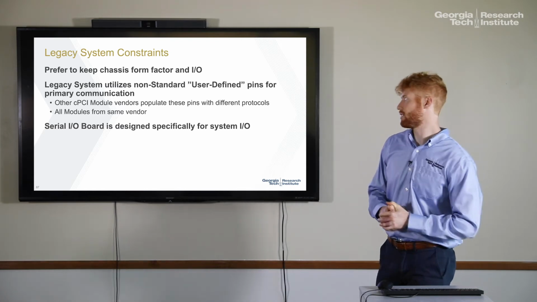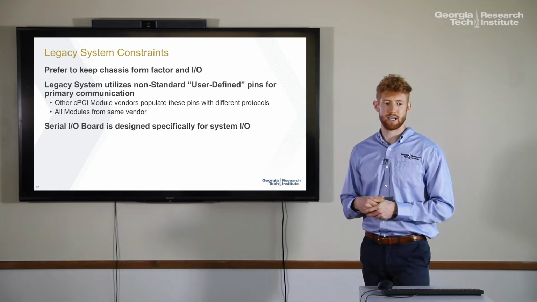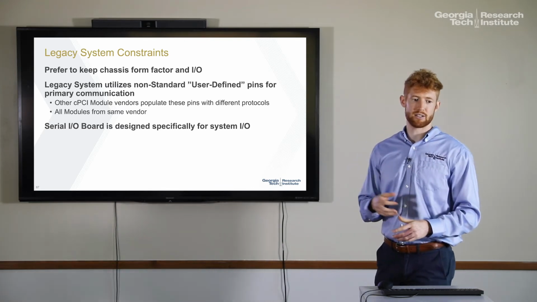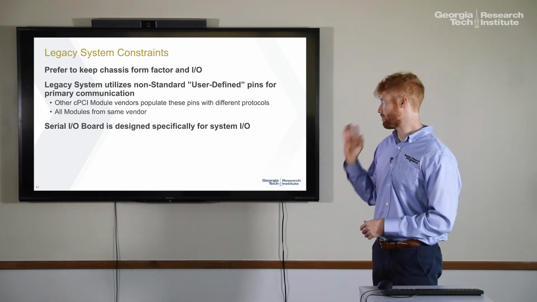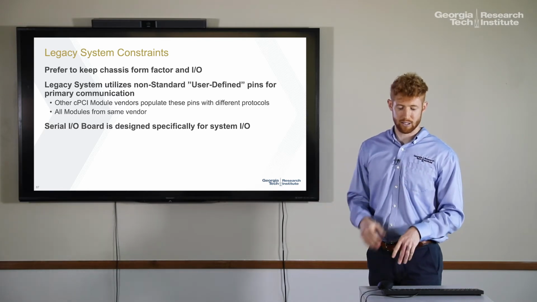And in this case, all modules are from the same vendor, so they make sure they can tightly couple them together. But there's also that serial I/O board, which is specifically designed for the system I/O, so that interfaces with all that platform-specific I/O.